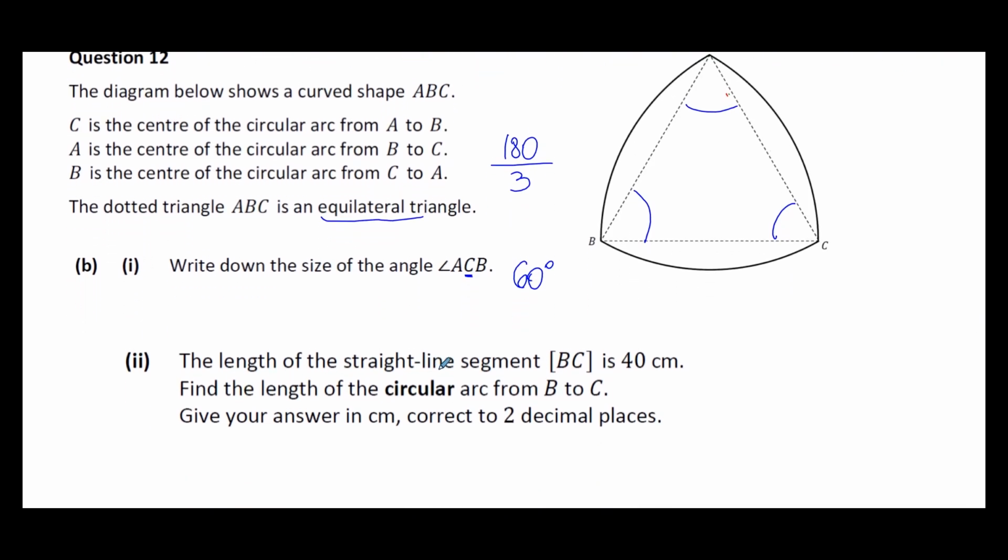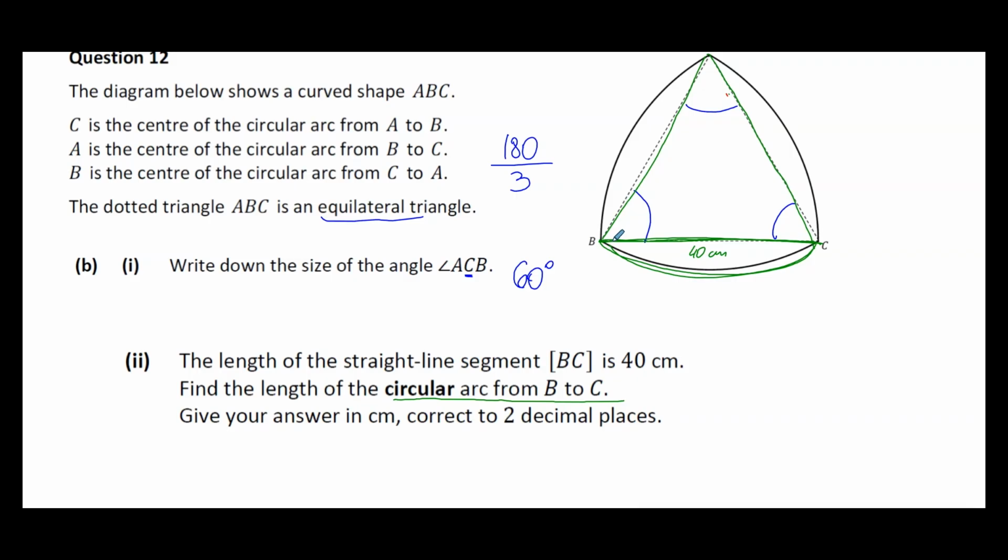The length of the straight line segment BC, so here, this length BC, is 40 centimeters. Now, that means that each one of them is 40 centimeters, isn't it? Because that's the equilateral triangle. Find the length of circular arc BC. So what I am looking for is the arc. Now, how do we find that?